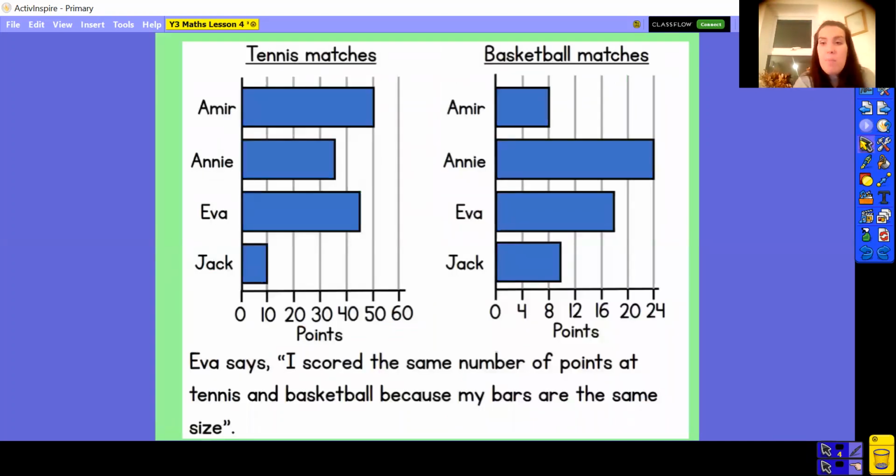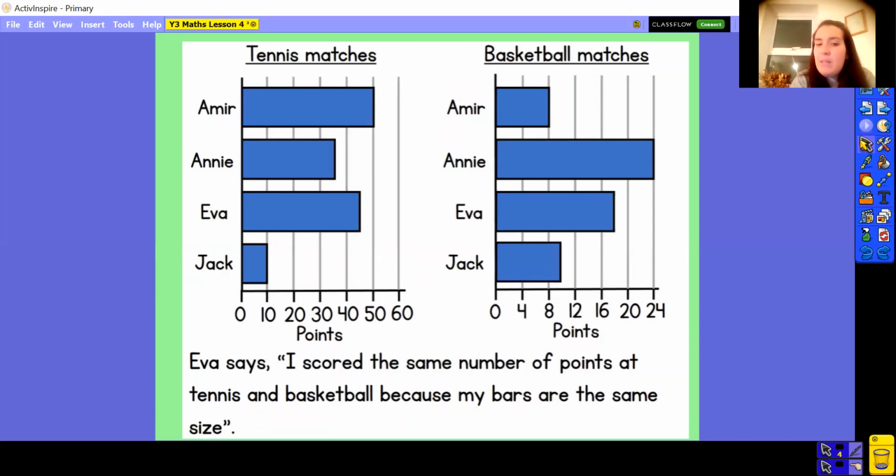Here's an example of another bar chart. Now this one looks a little bit different because it's tipped on its side. And rather than going up and down, the bars are going across, but it still works in exactly the same way. In this one, you've got two different bar charts. One that shows the points scored in tennis matches by some children, and the other one shows points scored in basketball matches by some children. Now you've got the same children in both bar charts. We've got Amir, Annie, Eva, and Jack.